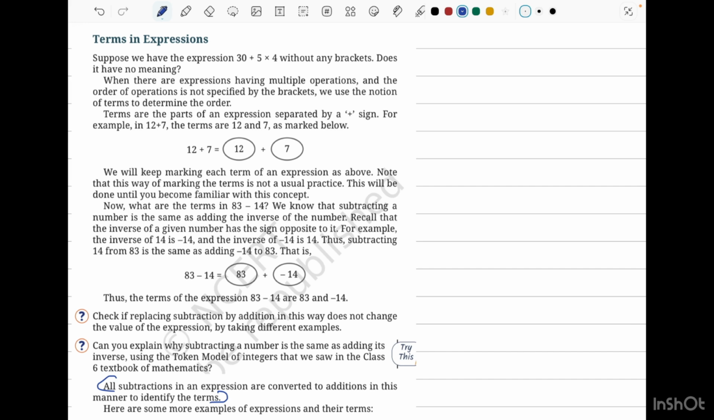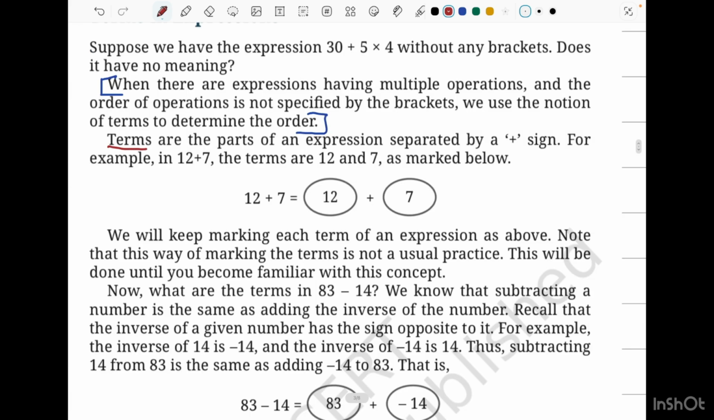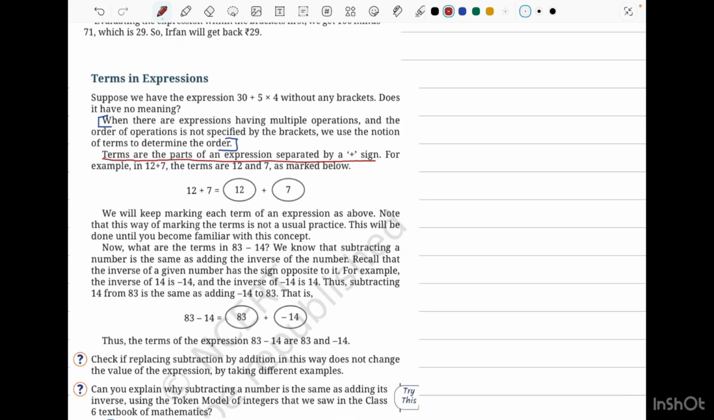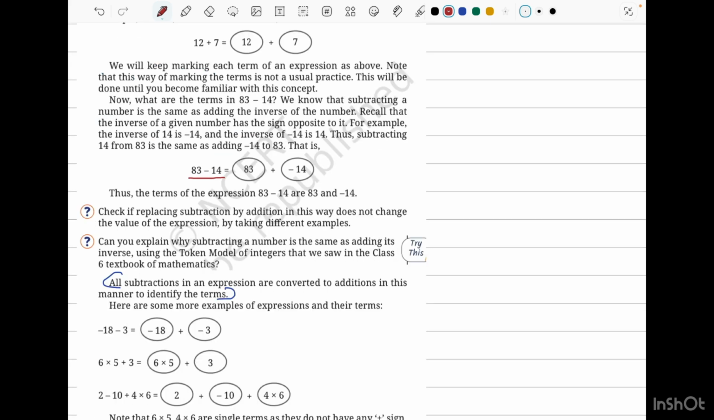Next is terms in expressions. When there are expressions having multiple operations and the order of operations is not specified by brackets, we use the notion of terms to determine the order. The terms are the parts of an expression separated by a plus sign. In the example we have given, 12 plus 7, here 12 and 7 are the terms and they are separated by a plus sign.